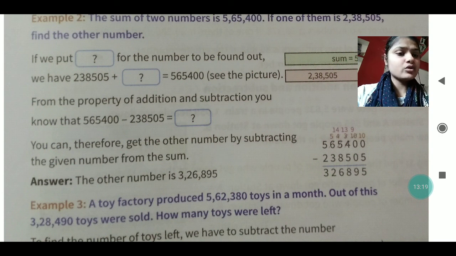It's very easy. So you will write number of toys produced in a month, that is 5,62,380. Now you will write number of toys sold out, that is 3,28,490. When you subtract those two, you will get the number of toys left. Okay, that's it.